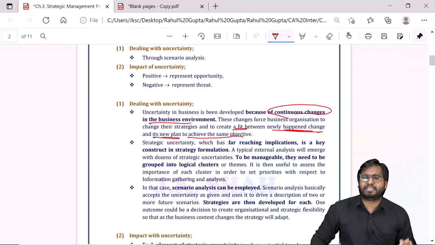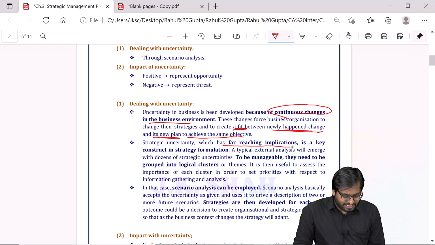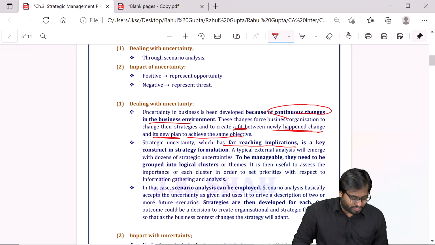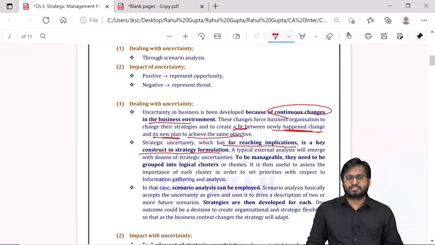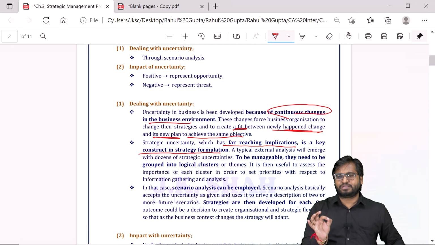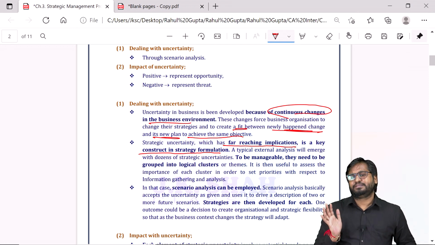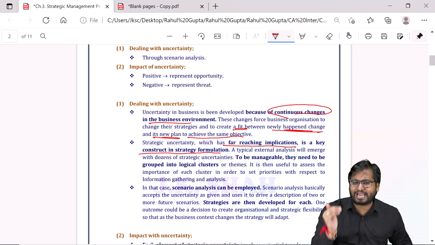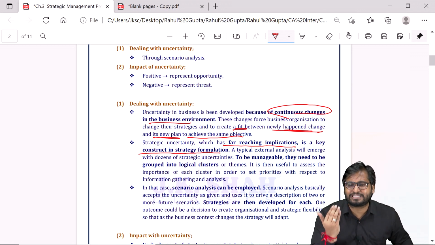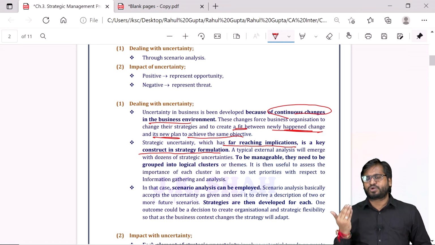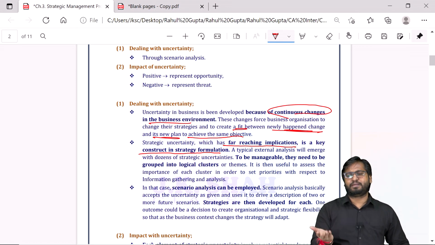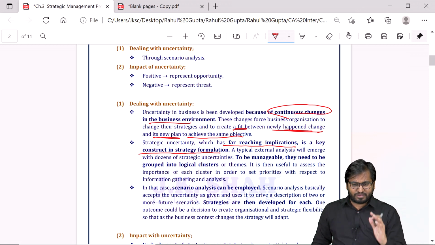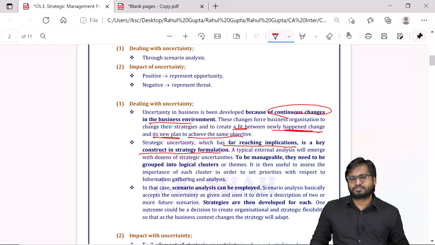Strategic uncertainty, which has far reaching impact, is a key construct in formulation. So if one particular environmental factor is having uncertainty, it will have an impact on our entire strategy. So we try to come up with alternatives. What if this happens? What will happen if this happens? All the what-if analysis will happen. If this happens, what will be the outcome?